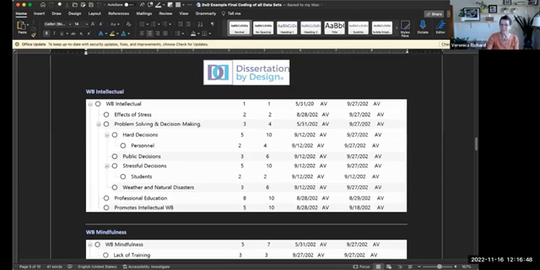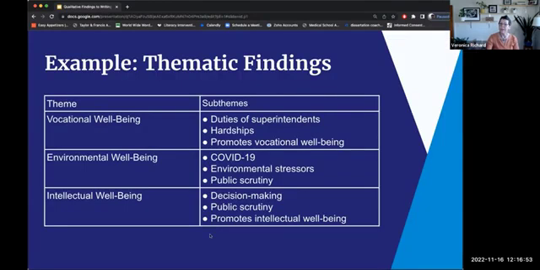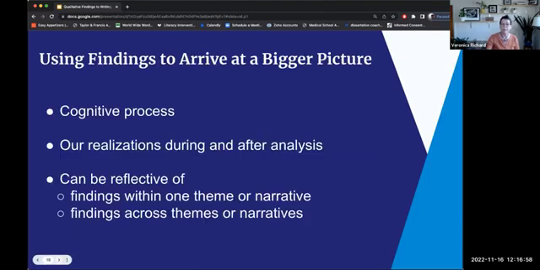So I wanted to share that with you so that you could see a little bit more of the transition now to where he goes in his conclusions. So in our conclusions, we're using our findings to arrive at a bigger picture. It is a cognitive process, and because of that, it is much more difficult for us to realize that we're making a cognitive act because it's invisible, right? Now, these are also realizations, and they can come during our analysis or after our analysis or both.